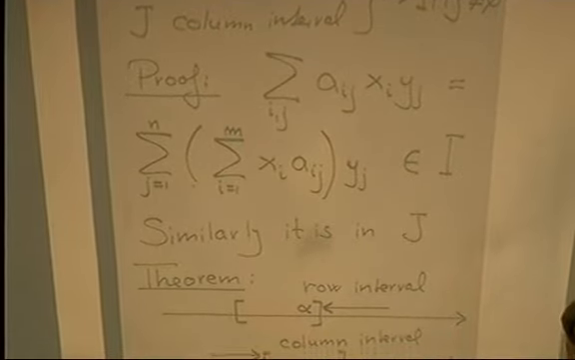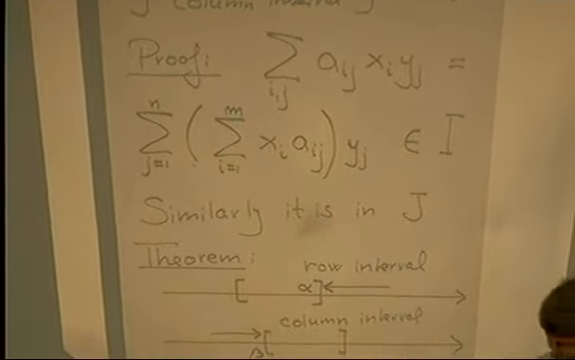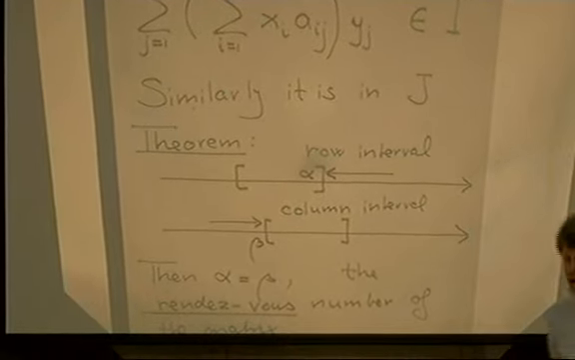But by exactly the same argument, by making the sum in the other order, you can conclude that this particular number is also in the column interval. So I have pointed at a number which belongs both to the row interval and the column interval. And the proof is absolutely trivial. So now I'm going to do something with this row interval.